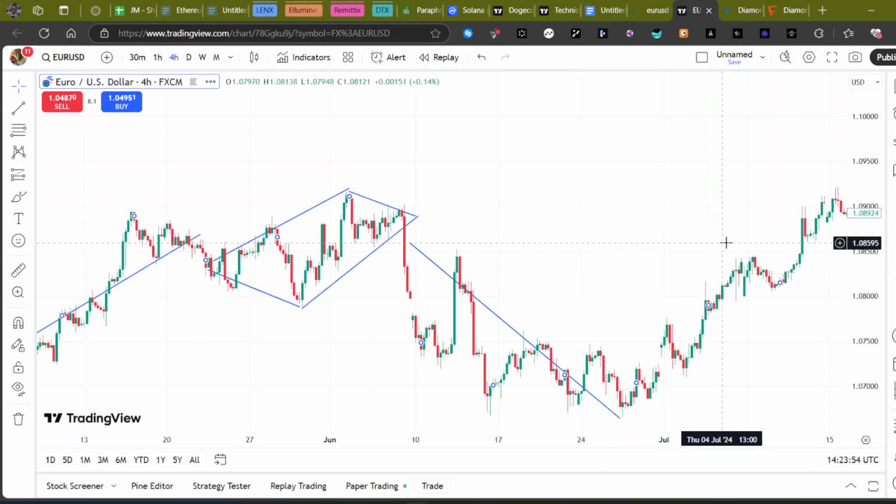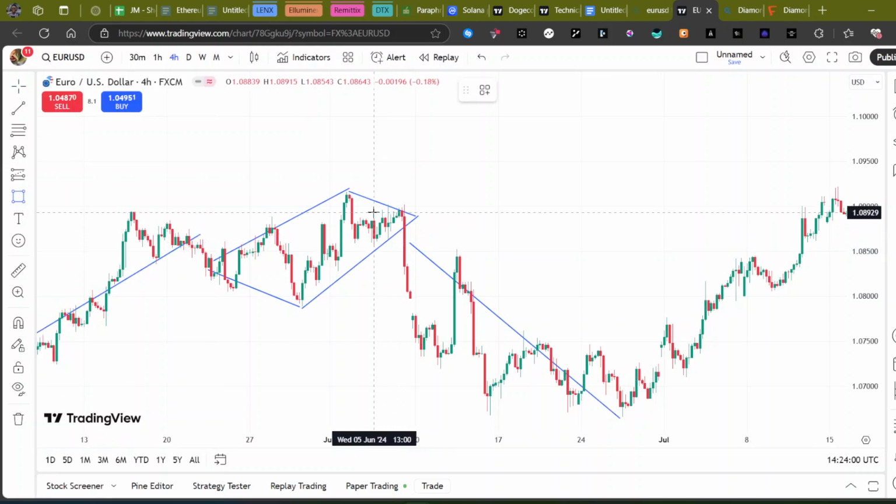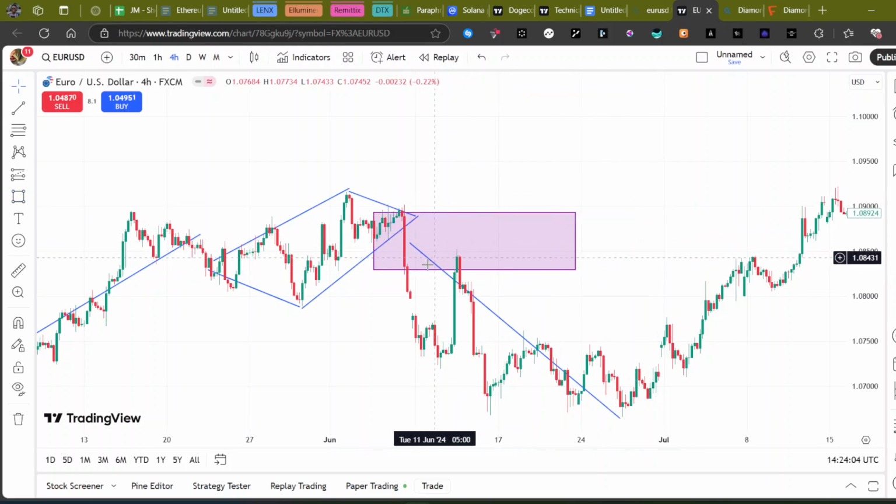Can we see that in this scenario we had a breakout, right? We had a breakout, and then you can see that we had a retest of that breakout zone. Can we see that price eventually retested that breakout zone, okay, before coming back down?